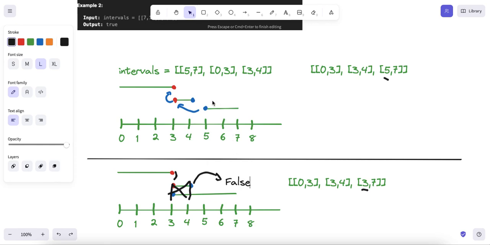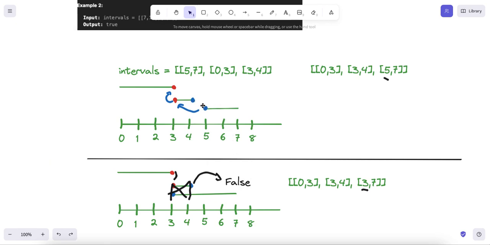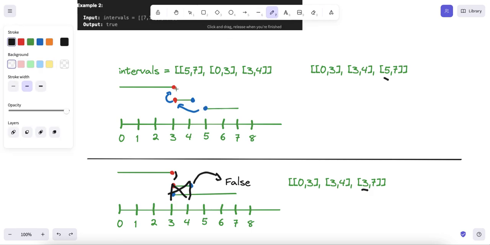Now in our first case, however, we never reach a point where we find a conflict. Every preceding meeting ends before the next interval begins. And so when we reach a point where we get to the end of the third meeting, we have nothing left to compare it with. And so we are done with our algorithm. And if we ever reach this point without ever exiting with a false, then what we will do is simply return true.